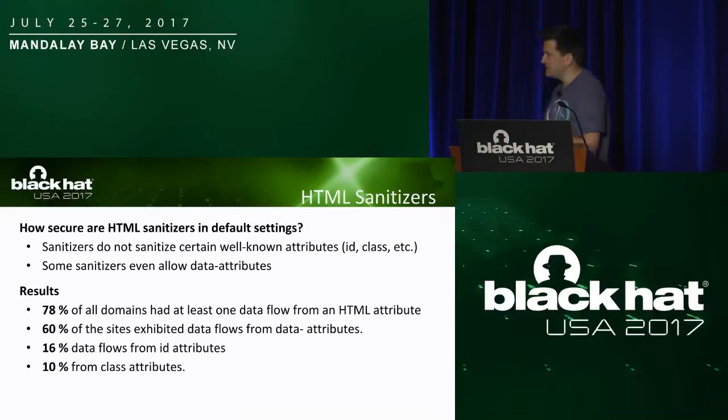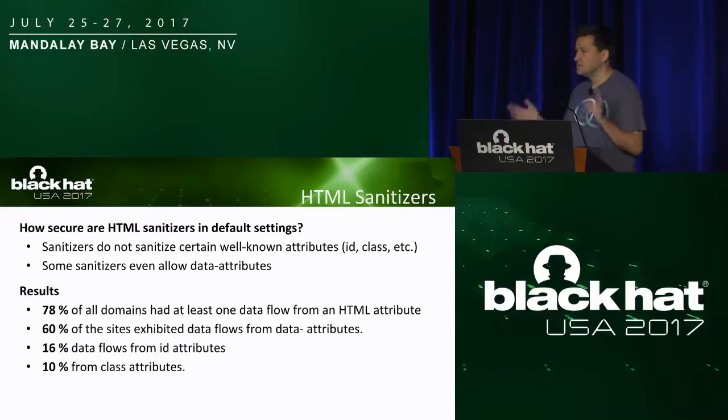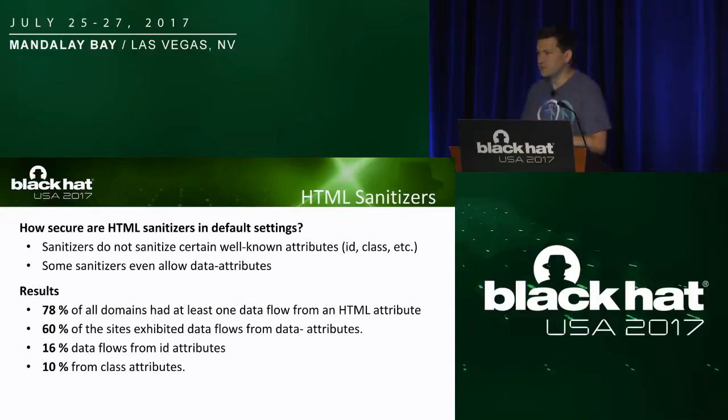We also investigated the ID and class attributes, and we found that flows from ID attributes are present in 16% of all the sites, and flows from class attributes are present in 10% of all the sites. So ID and class attributes don't seem to be that security critical, but still there is a certain probability that you can bypass a sanitizer using those attributes if you find the right gadget.